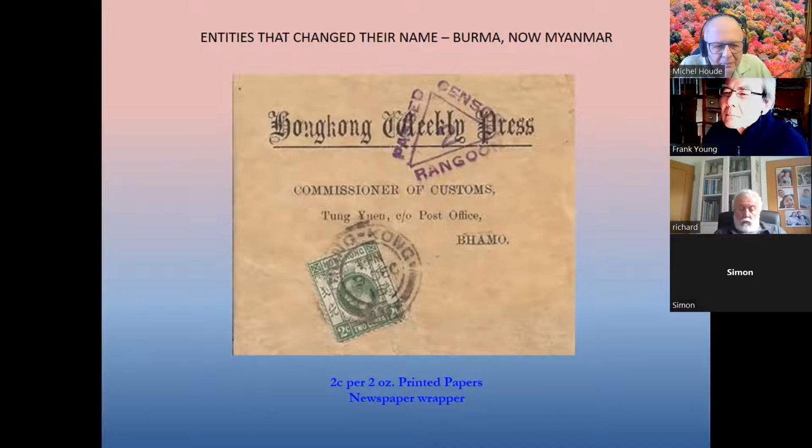and it's got that censorship in Rangoon. Hong Kong Weekly Press, it's a wrapper, not a cover. And that, to me, makes it a very nice piece, and I'm very glad to have this in my memory of George from John Bull.